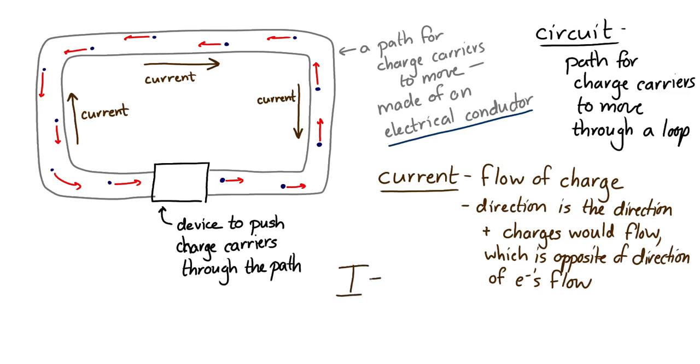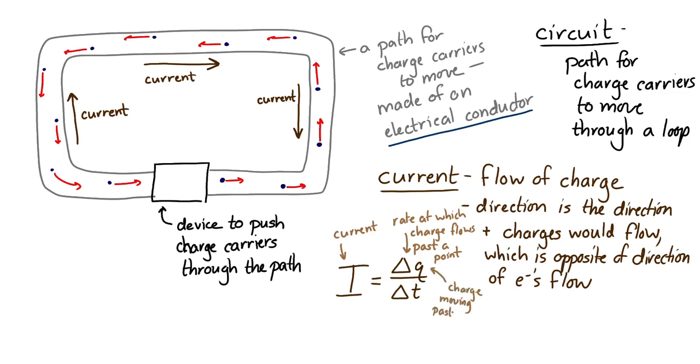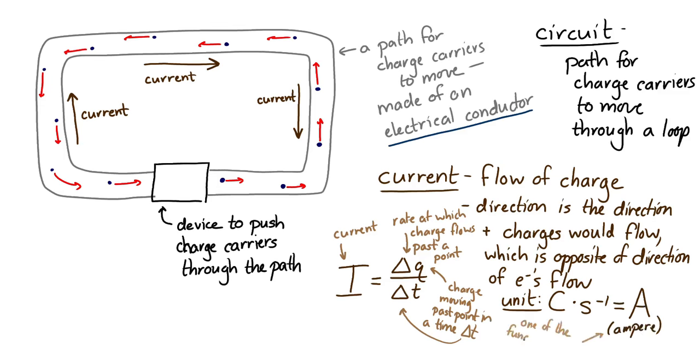Current, which is represented with the letter capital I, is the rate at which charge flows past a point. And we have an expression for it. I is equal to delta Q over delta T, where delta Q is the charge that's moving past a point in a time delta T. And you can see the unit of current would be coulombs per second. A coulomb per second is known as an ampere. And if you remember back to our SI units, the ampere is one of the fundamental SI units.